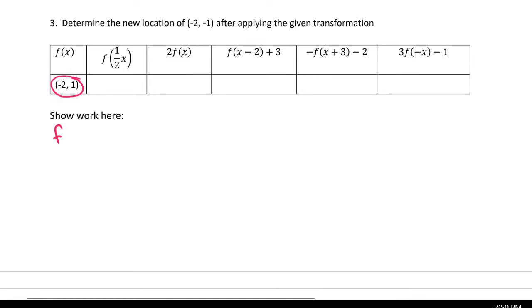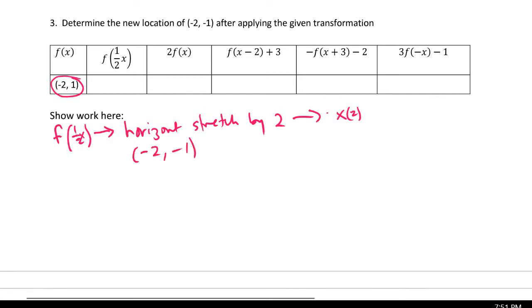Okay, so we need to know that f of 1/2 of x really means that we are horizontally stretching by 2, which means that we're going to multiply each x value by 2 and keep the y the same. So multiply x times 2. So you're going to do x times 2 and then keep y the same, okay? X times 2. So let's start with that.